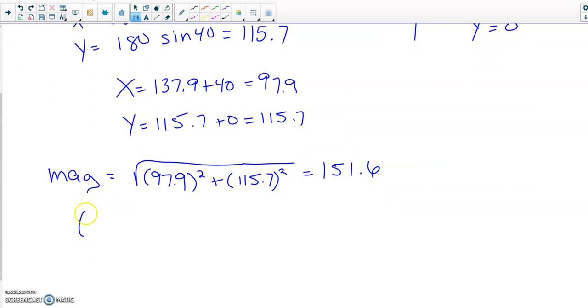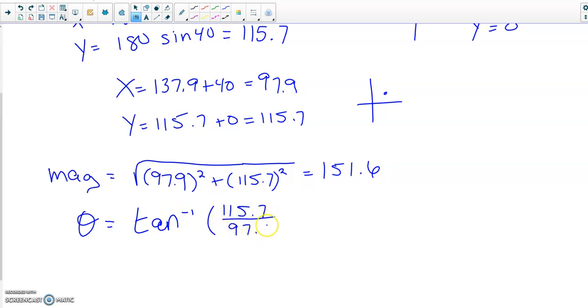Okay, and then last but not least, we've got to find our angle. If I look right here, they're both positive. We're in quadrant 1, so we keep it. So inverse tangent, y over x. Inverse tangent, 115.7 divided by 97.9, and I get 49.8 degrees. Okay, that was fun.